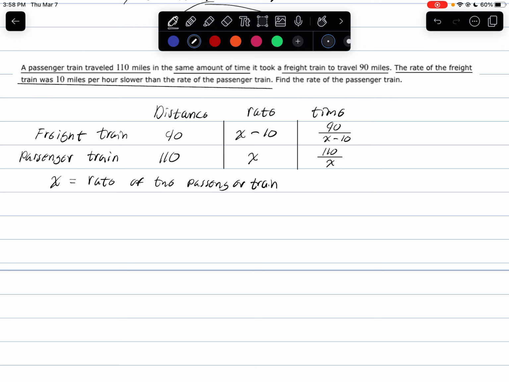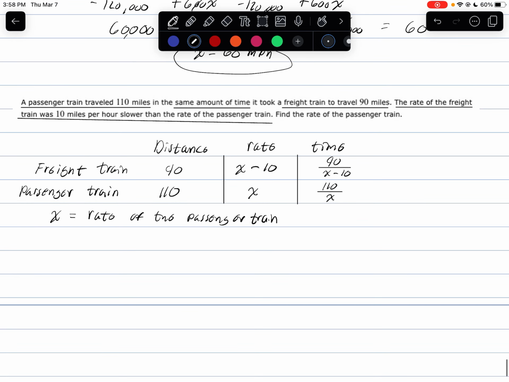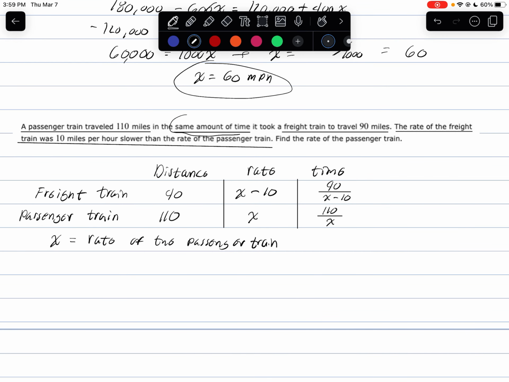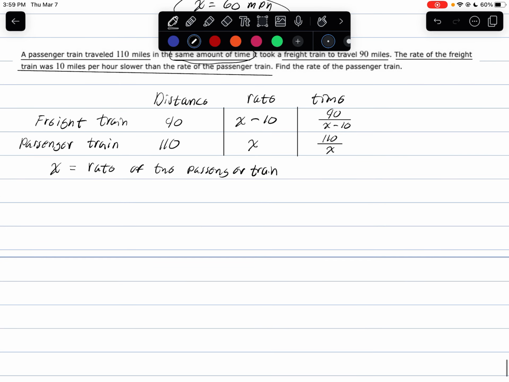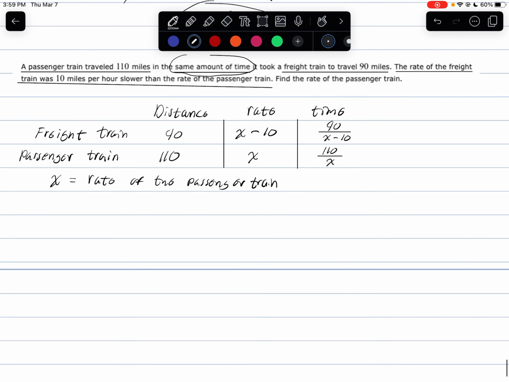And then here we have 110 over x. But the last thing, like we said at the very beginning, is that we have the same amount of time. So our times are equal here. If the times weren't equal, there's not a whole lot you could do with the tools we have here. But since the times are equal, we can set these equal to each other. So we have 90 over x minus 10 is equal to 110 over x.